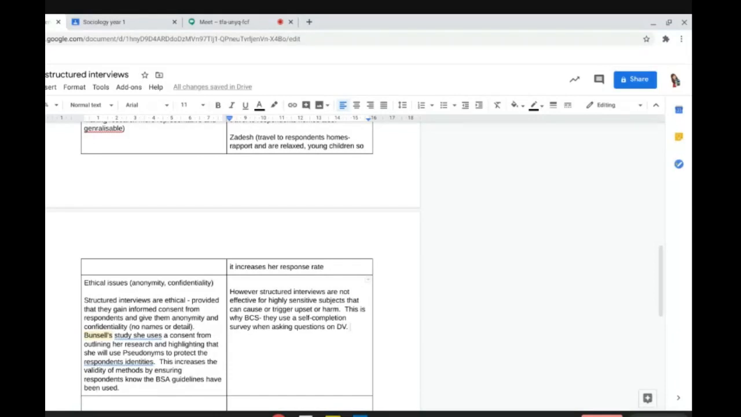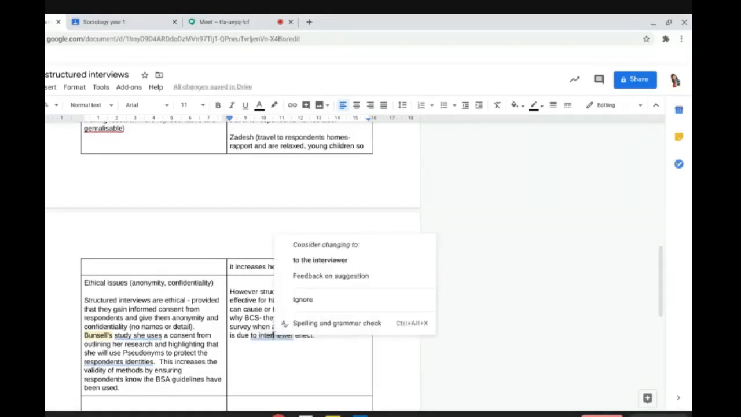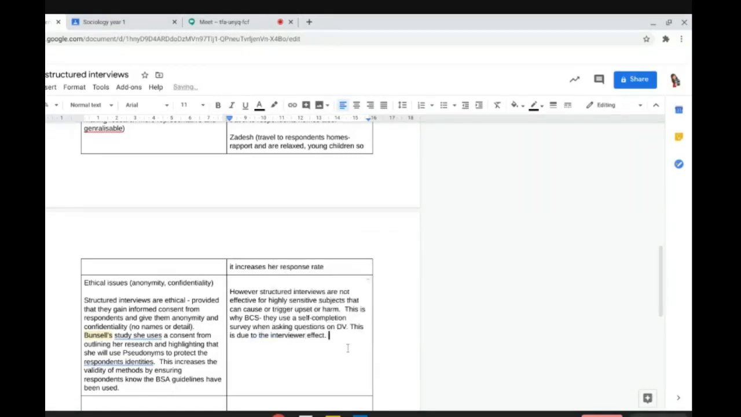So that just closes that, and that's why that's due. This is due to the interviewer effect. So the biggest issue is the interviewer effect. An interviewer there has a negative impact upon their responses as well. So that's paragraph 2 with ethical.